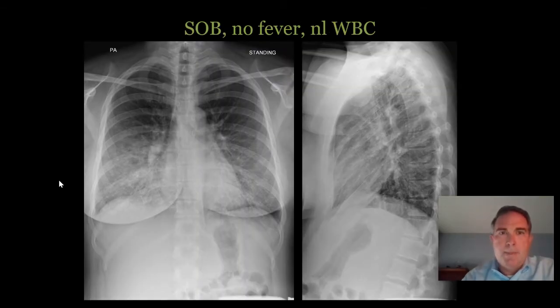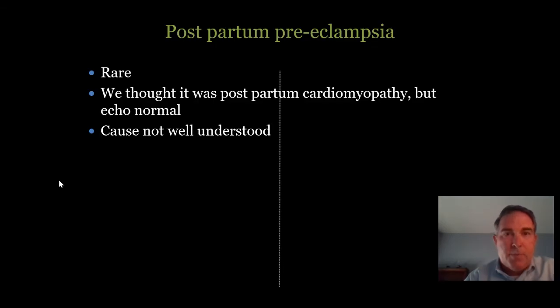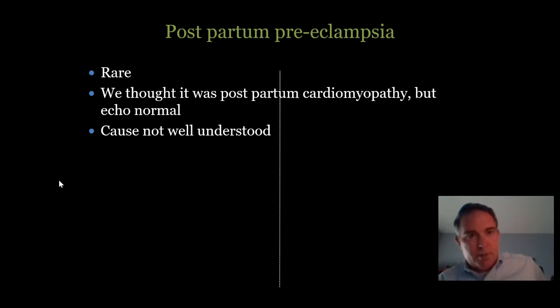So patient, shortness of breath, no fever, and a normal white blood cell count. Looks like bilateral airspace disease. And angiogram, intralobular septal thickening, ground glass. She was pregnant. Thought this was a postpartum preeclampsia. It's rare. Thought it was a postpartum cardiomyopathy, but her echo was normal. Not really well understood. Just showing you as an additional case.